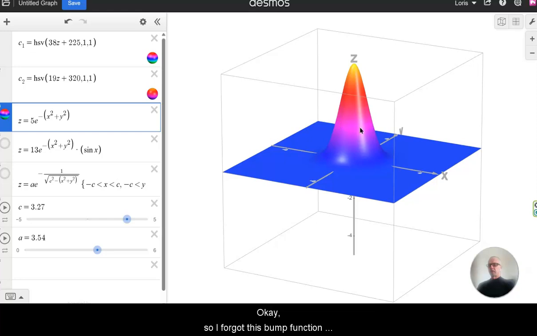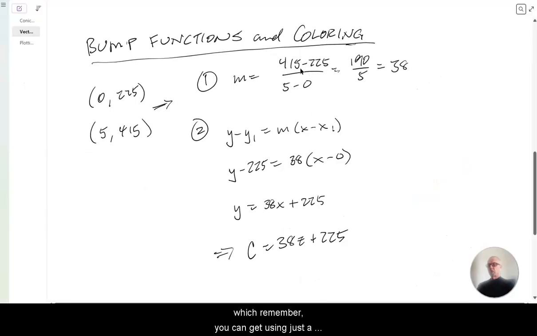Okay, so I've got this bump function and I want to color it. So the bump function I'm looking at is this one right here. And I've let it max out at 5, just for ease. And what I want to do is I want to color it. So I've done according to this color here, which is my HSV. And notice the Z values go according to this little formula 38Z plus 225, which, remember, you can get using just a linear function. I want it to start at 225 and end at 415. I'll show you where I got those from.